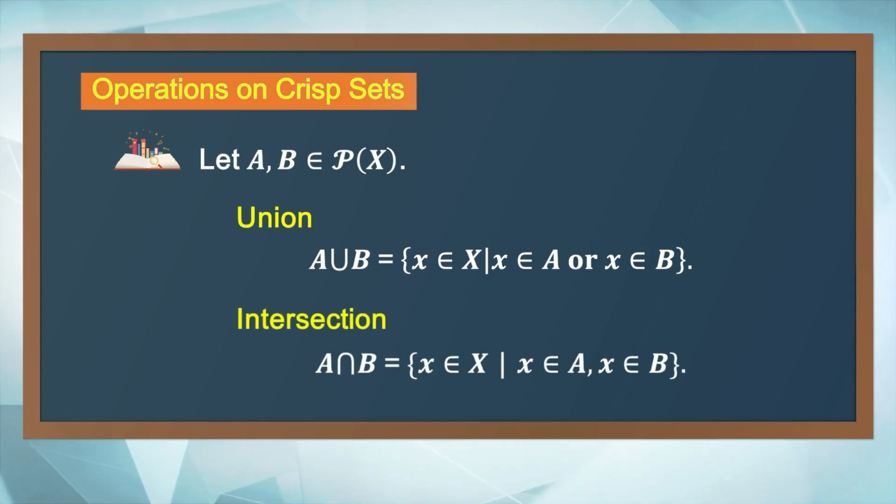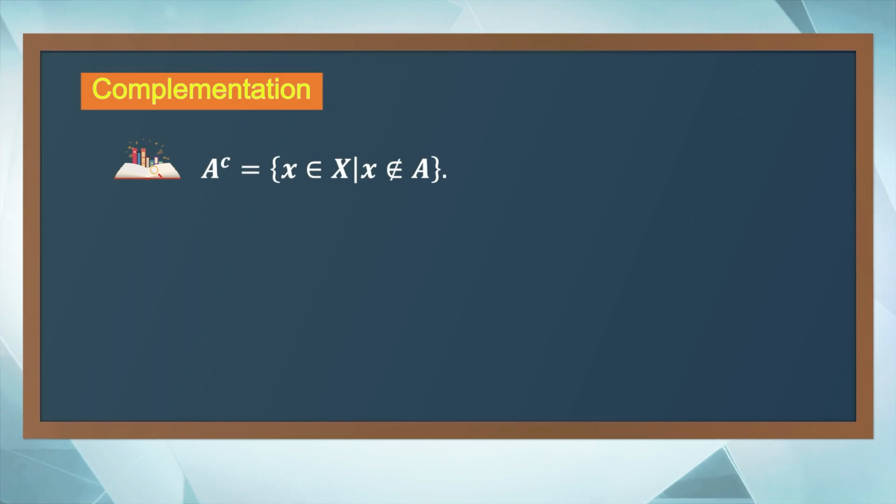Next, intersection. The intersection of A and B is the set containing those elements that are both in A and in B. An element x belongs to the intersection of A and B if and only if x belongs to A and x belongs to B. Next, complementation. The complement of A is the set of the elements in the universal set that are not in A. Sometimes the complement of A is also called not A.